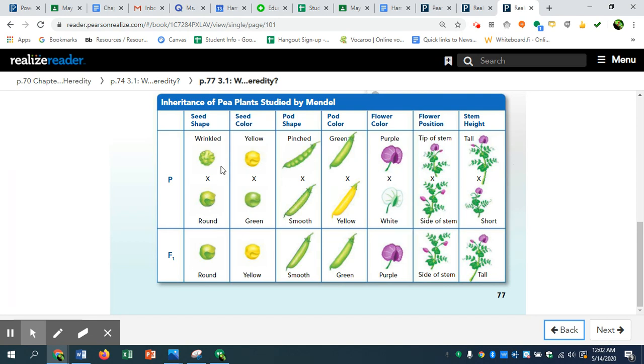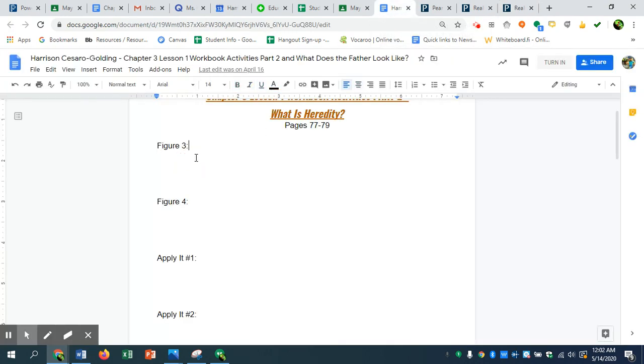So now if you have one wrinkled and one round, and all the offspring are round, which one is the dominant trait? We're going to circle the round one. Actually, we can't circle here in our activity, so what we're just going to do is write round. That's all you have to do.